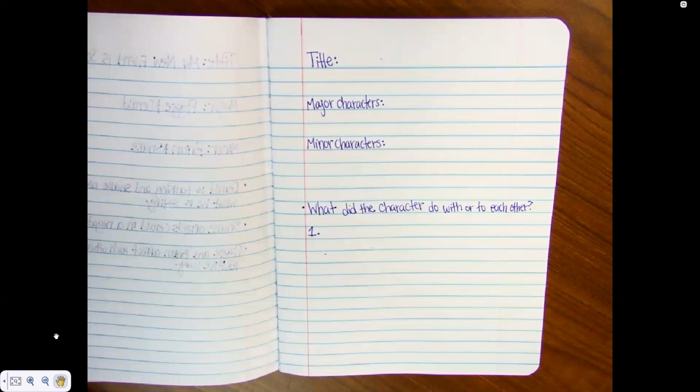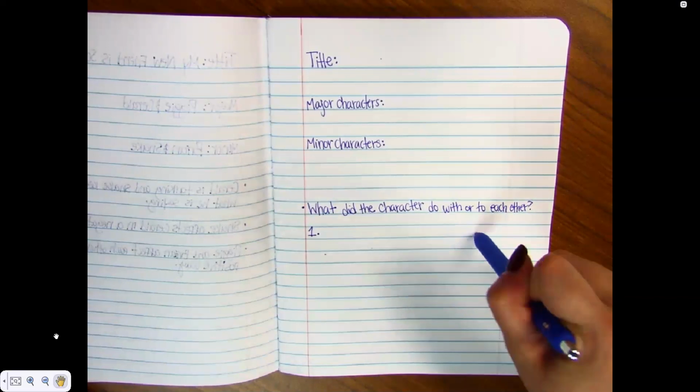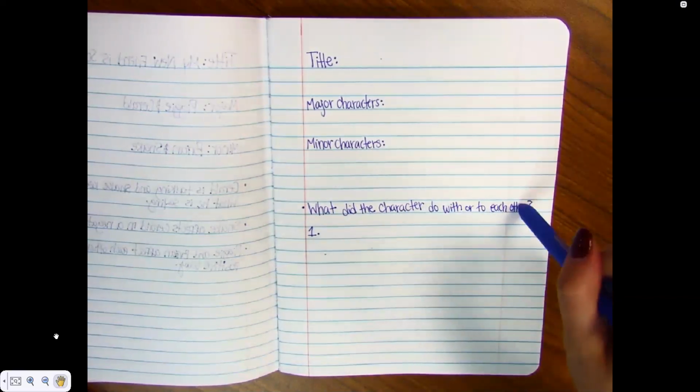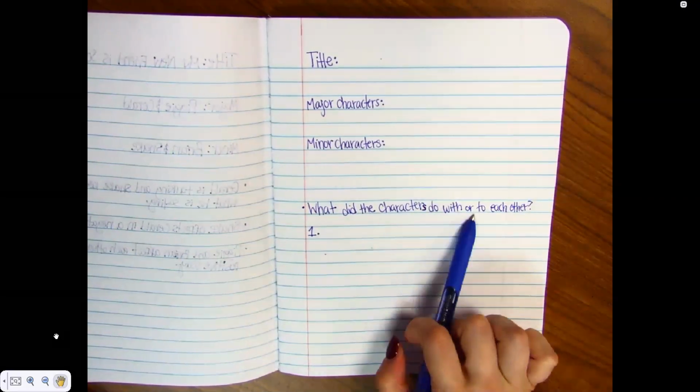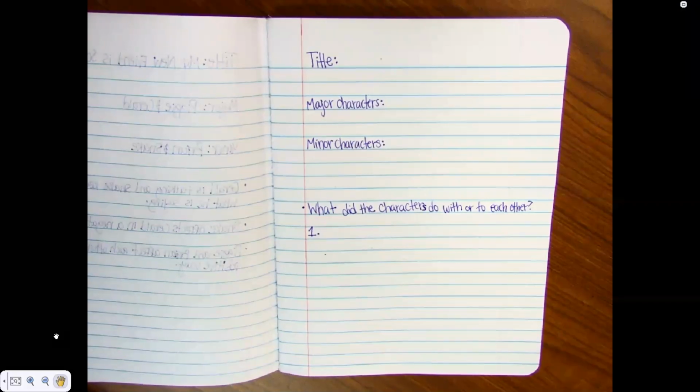So for my example with My New Friend Is So Fun, my one example may be, what did the characters do with or to each other? I may say, Snake has the tendency to repeat everything Gerald is saying, and it ends up making him more nervous. So I'm just going to give one example: Snake repeats everything Gerald is saying. You only have to give me one example. Super easy.